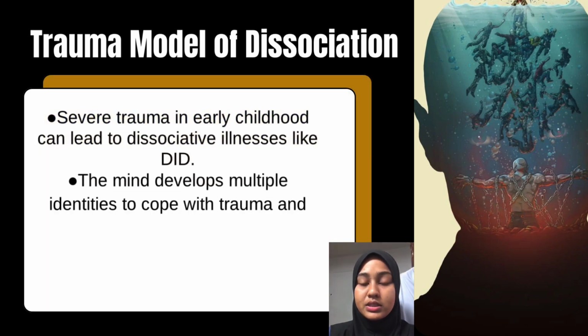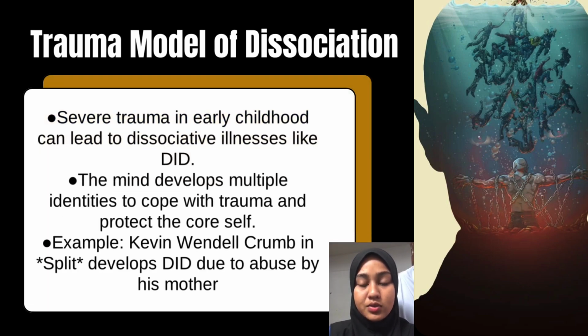So why does DID happen? DID happens because severe trauma in early childhood can lead to dissociative illness like DID. The mind develops multiple identities to cope with trauma and protect the core self. For example, Kevin Wendell Crumb in Split developed DID due to abuse by his mother.